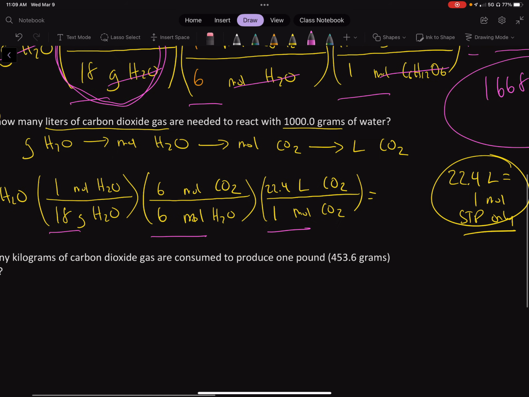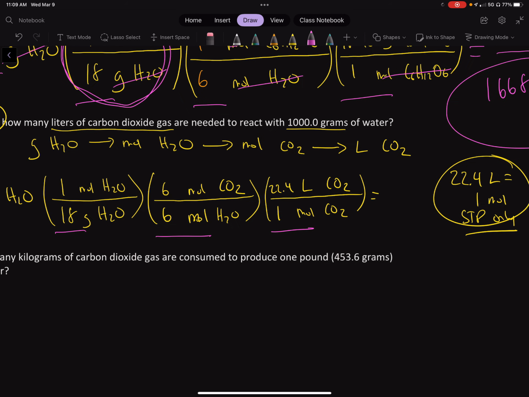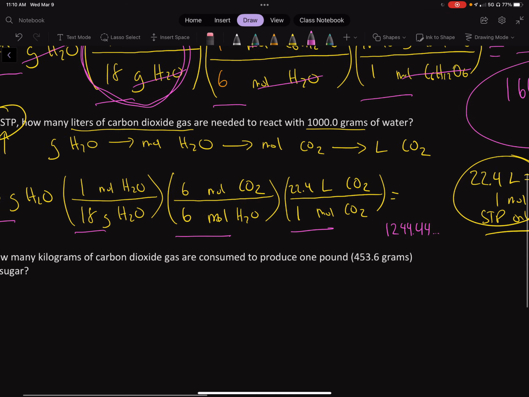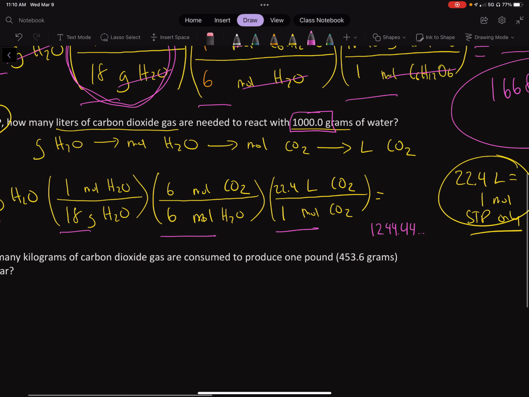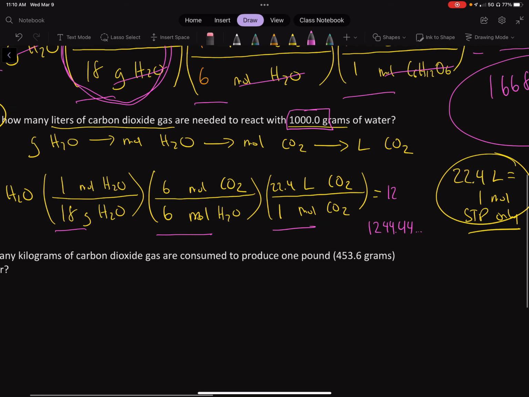So when I did that, and again, I'll be writing more sig figs just so we can round it, my calculator said 1244.44 decimal repeating. So we want to round that to 5 sig figs because the 1000.0 has 5 sig figs. So we'll round it to 1244.4 liters of CO2.